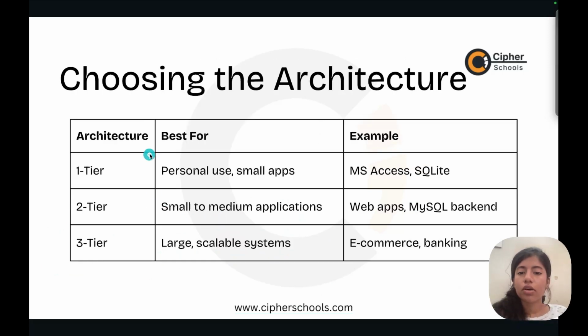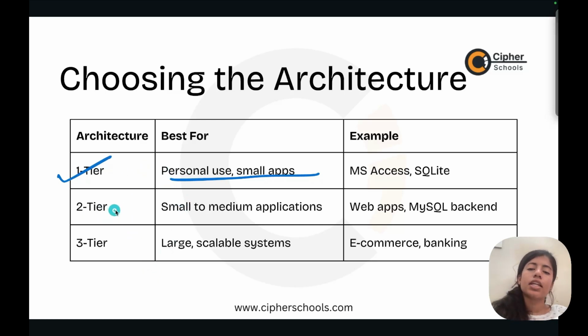Now, talking about what to choose, when to choose which architecture. It is again the same concept. No architecture is fit for all use cases. So depending upon use cases, we are going to decide which architecture to use. One tier architecture is used for personal use and small apps. Like if you have a startup, or you're using it for personal use, then it is best to go with this because the other two have different systems and they come with additional cost. So it is better to optimize and use a one tier system.